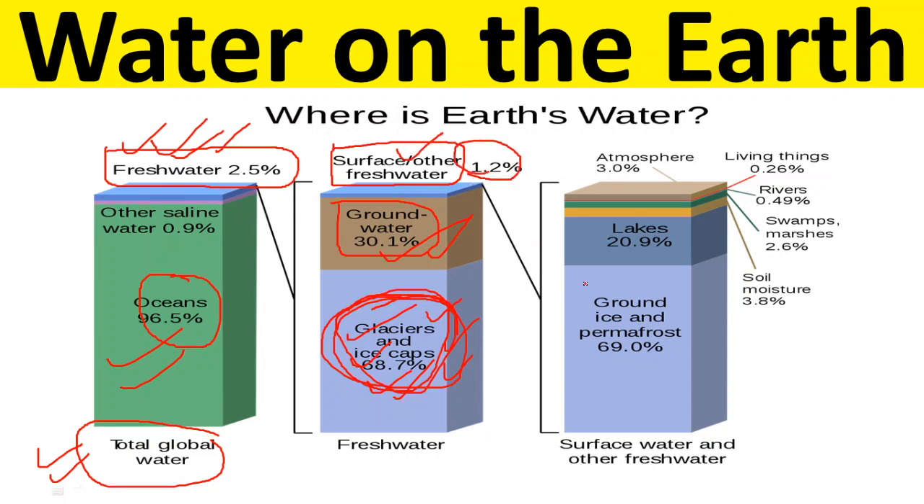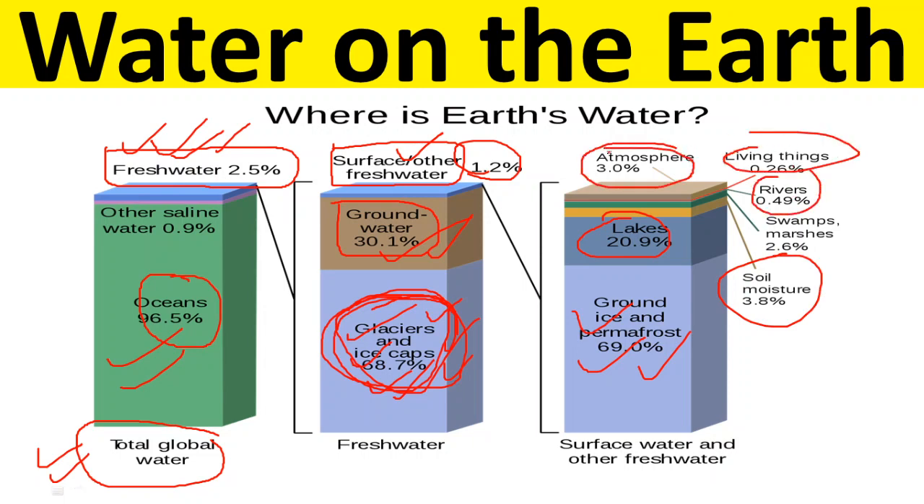What are these? Surface and other fresh water like ground ice and permafrost, lakes, rivers, soils, swamps, etc., and atmosphere. So look at the usable water that is available to human beings, that can be consumed directly, without much effort, without treating it. That is very little in comparison to the total amount of water available on the earth. So the key message of this slide is that water is available in abundant amount, but usable water, the water that can be used by human beings directly, is very scarce.